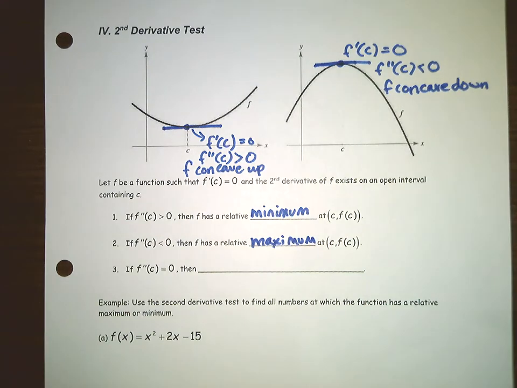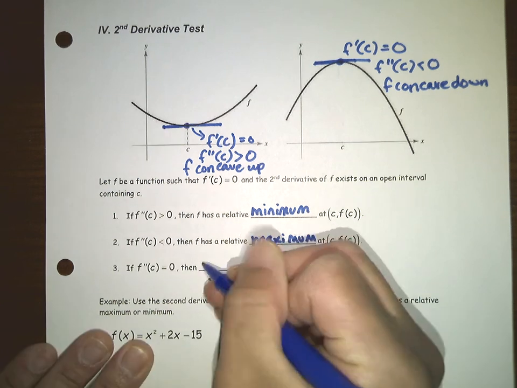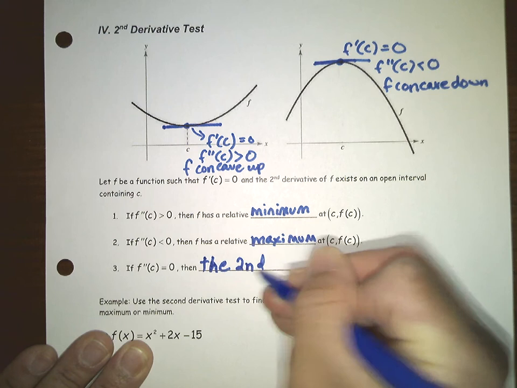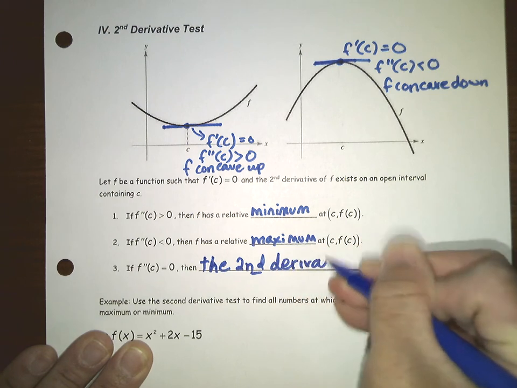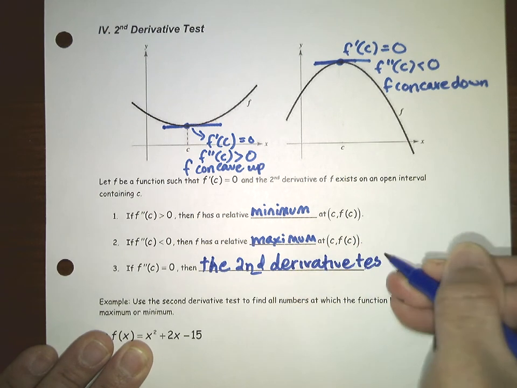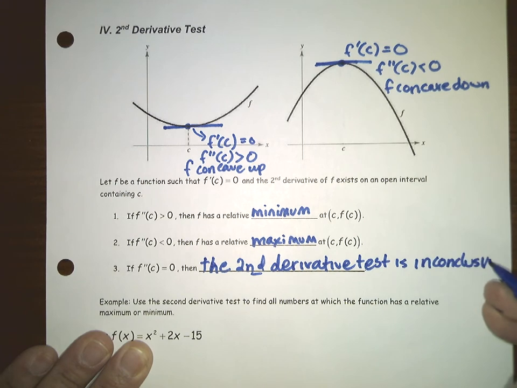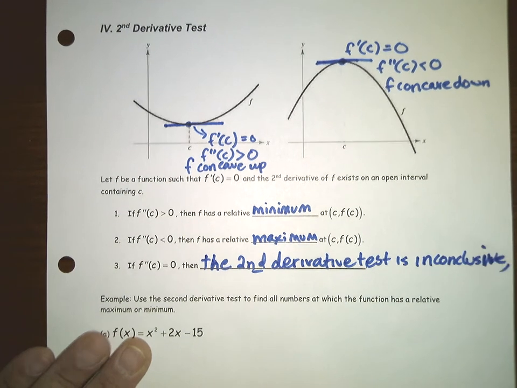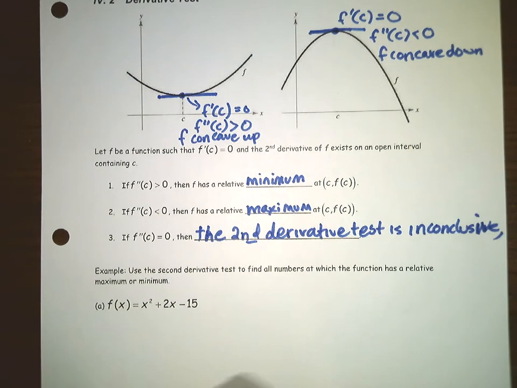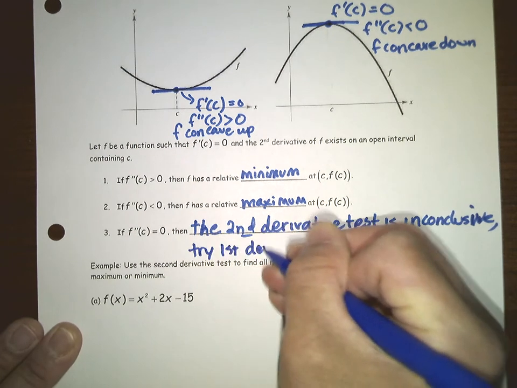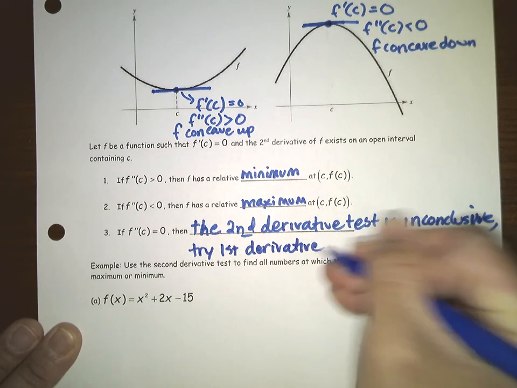And then if the second derivative at c is equal to 0, then the test, I mean the second derivative test, is inconclusive. What do I mean by that? I mean that you should try some other test. So try the first derivative test.